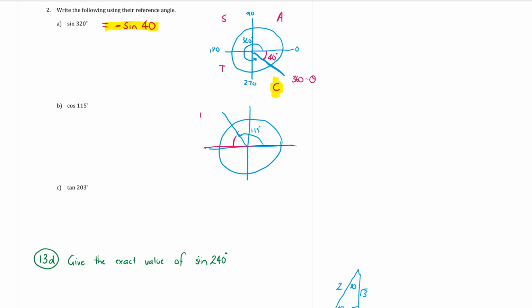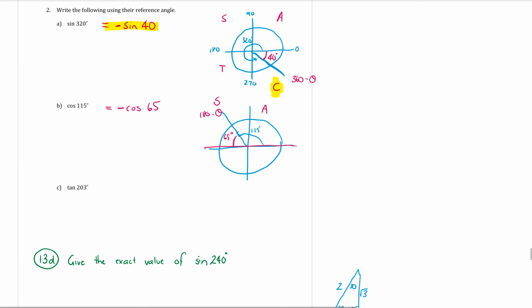So this is the 180 minus theta quadrant. 180 minus 115 is 65 degrees. So that means that cos of 115 is the same as cos of 65, but will it be positive or negative? Well, it's in the S quadrant, the sine quadrant. Only sine is positive there, so cos needs to have a negative sign.